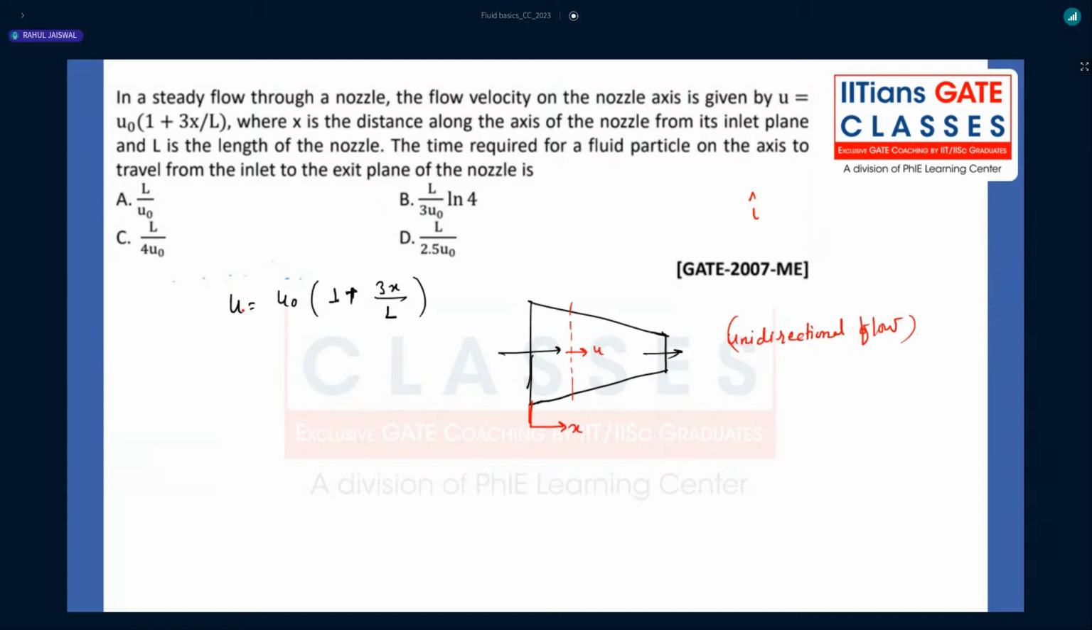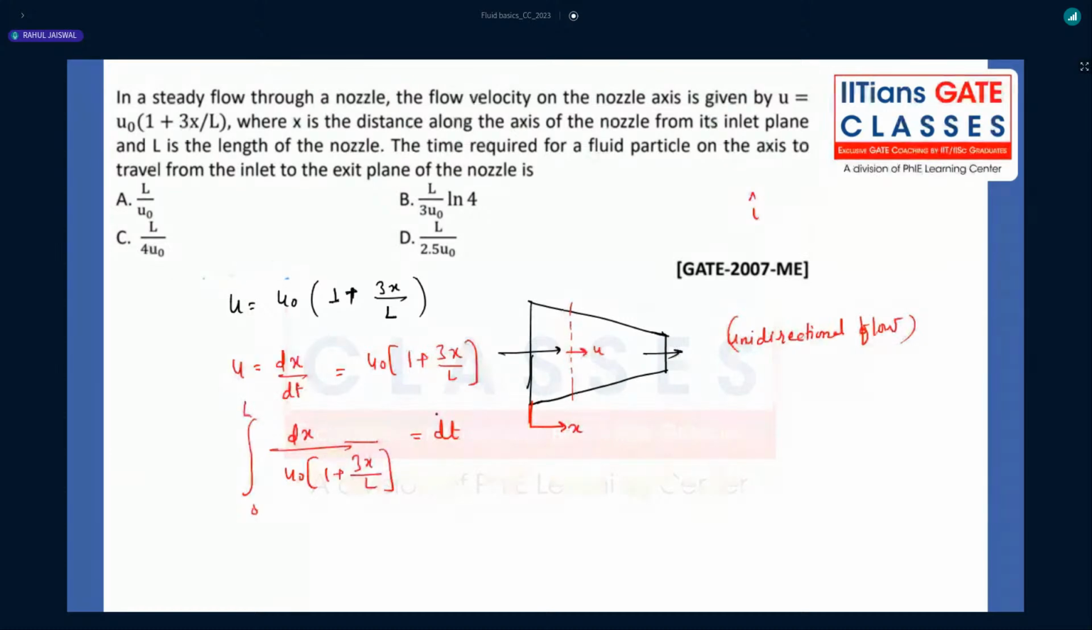Now, when you know u, you also know that u is dx by dt. So what can we write? u naught (1 + 3x/L) = dx/dt. So dx divided by u naught (1 + 3x/L) is equal to dt. So we can do the integration from 0 to L, so that we will be getting the time. So what is the time? 1 upon u naught is already there, that is a constant. So we can write the integration of 1 upon (1 + 3x/L) into dx.